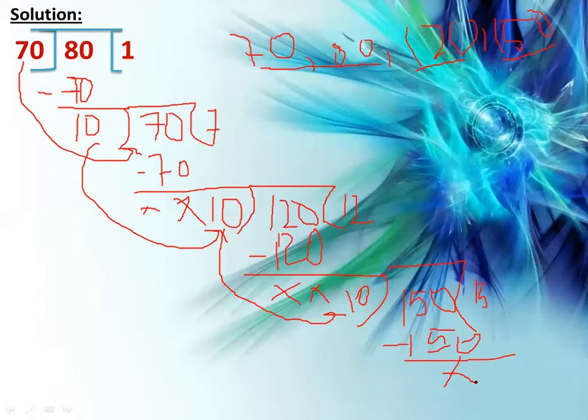So should I stop here? Yes, I should stop here because no more numbers are left. We have divided all these numbers completely, so we will stop here. So what will be our GCD? Our last step divisor, that is 10.